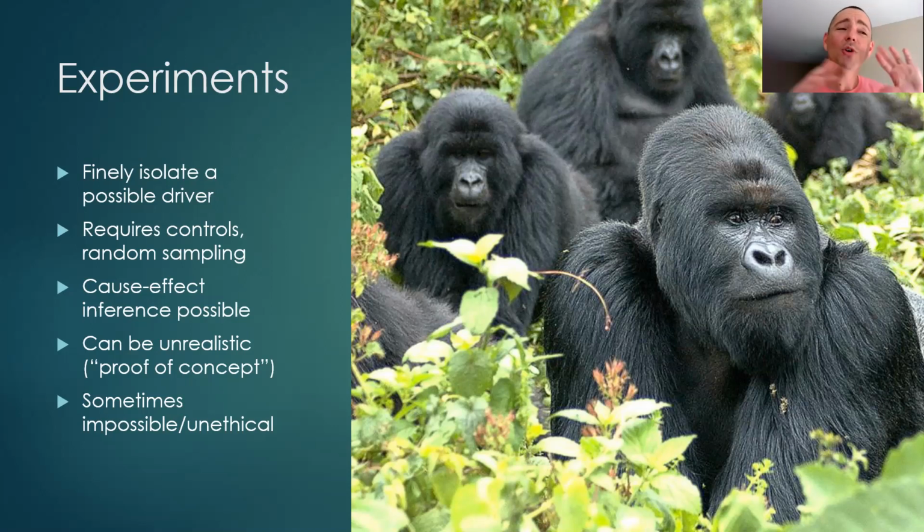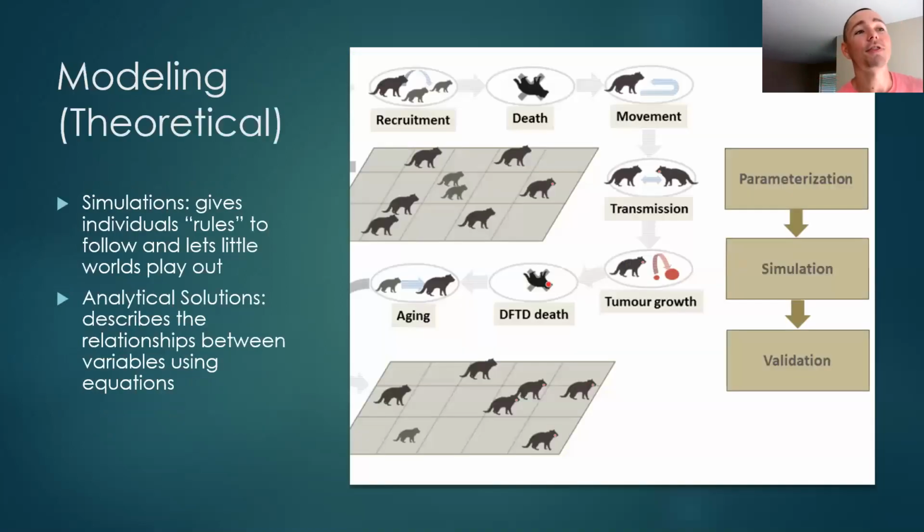So experiments, hooray for experiments. They're so powerful, but they can be unrealistic, overly simplistic, and they can be impossible or unethical. Theoretical modeling. Hooray for theoretical modeling. So theoretical modeling has 2 general categorizations that we're going to talk about in this class, but there are lots of finer distinctions, and these things aren't completely discrete. So there's a simulation-based approach, and there's an analytical-based approach.